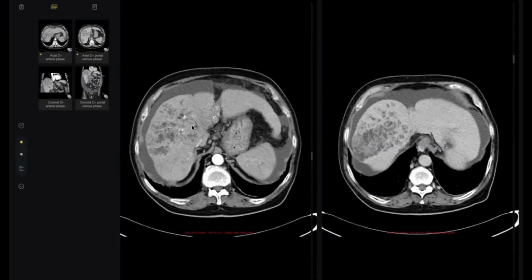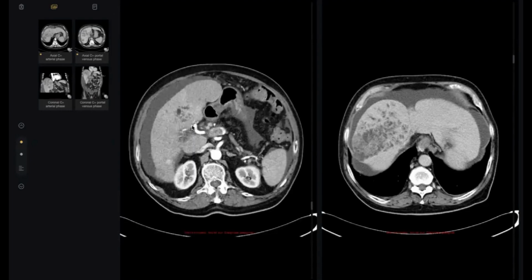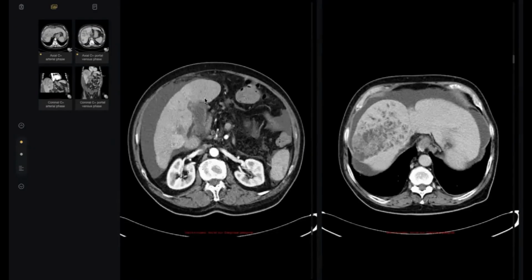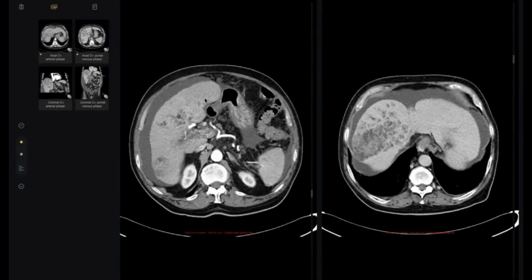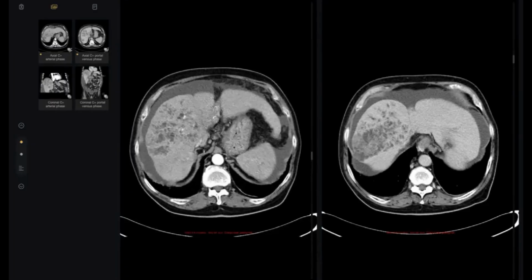When you are scrolling like this, compare both lobes with each other. Look here, there is hyper enhancement in comparison to the medial segment of the left lobe. So it was a case of HCC invading the portal vein. Thank you, doctor, so much.